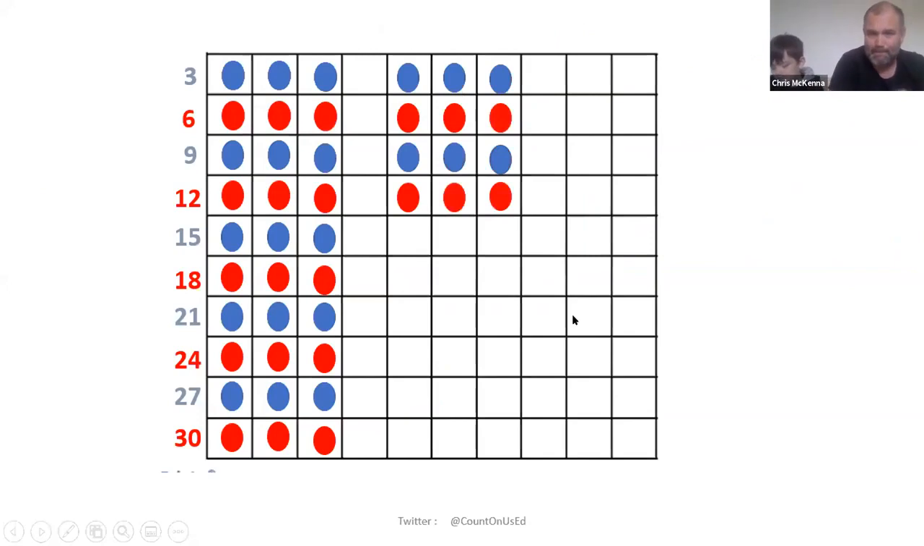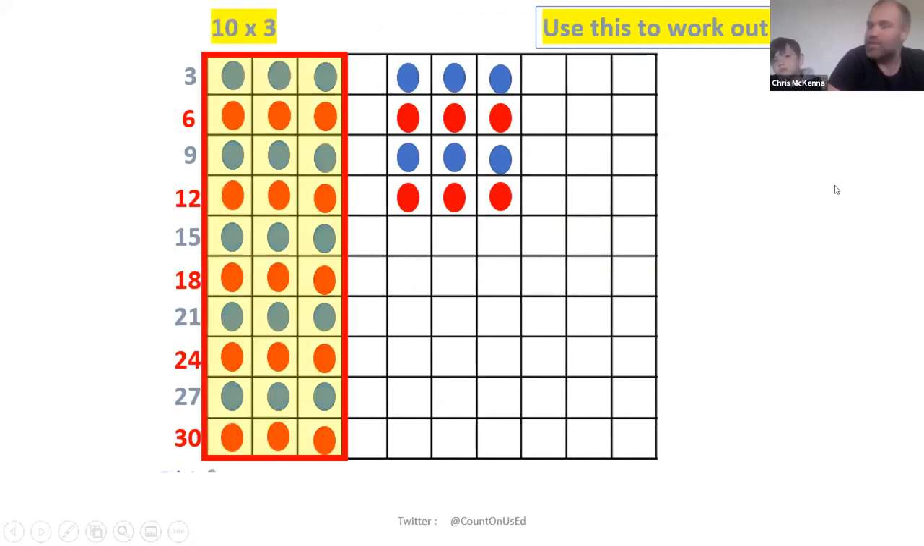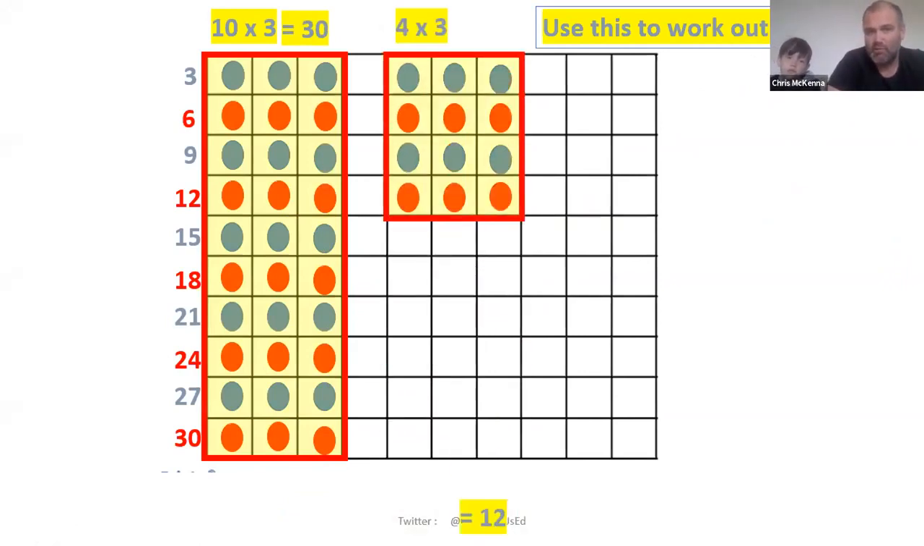So we're going to use this to work out 14 times 3. Because as we can see here, I have 10 groups of 3 here, and I've got 4 groups of 3, so I've got 14 groups of 3. So here's 10 3s, which is 30. That's 4 3s in there, which is 12. So 14 times 3, what's the answer to that?